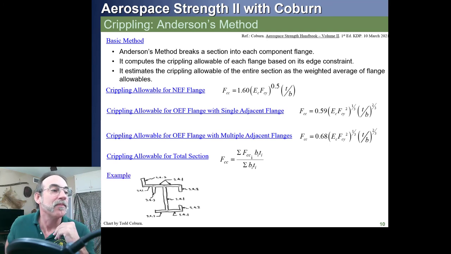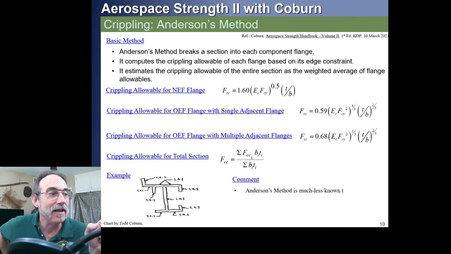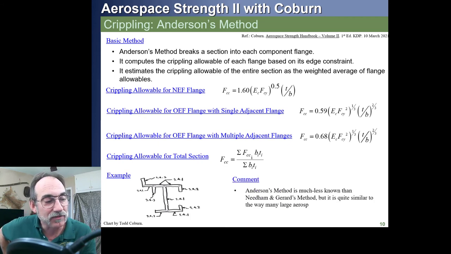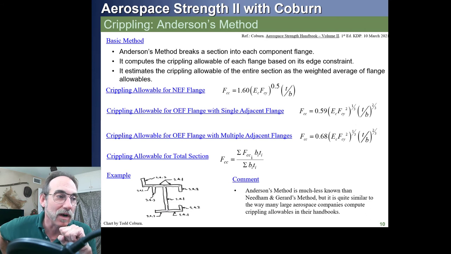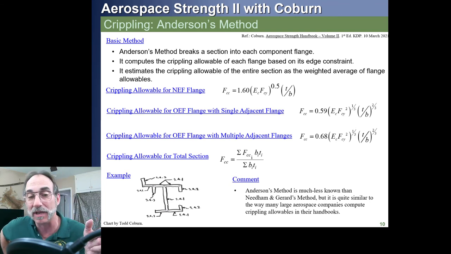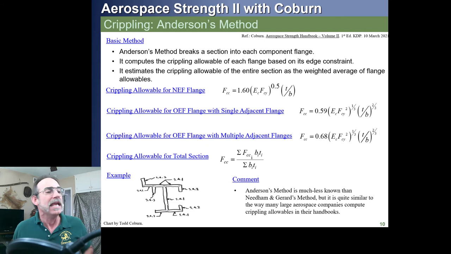For example, with this little example problem to the lower left, Needham wouldn't work because you can't divide that up into only angles. Now you could use Girard with that last equation, but calculating G will be a challenge. If you look at this and apply Anderson's method, then it's basically flange by flange.